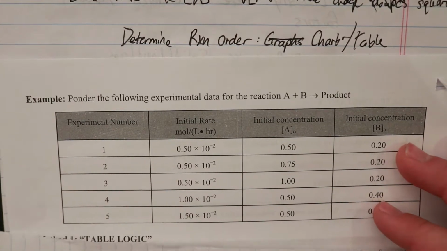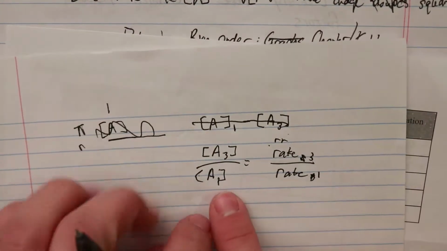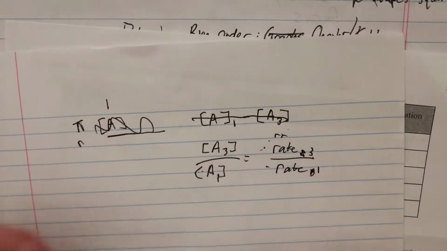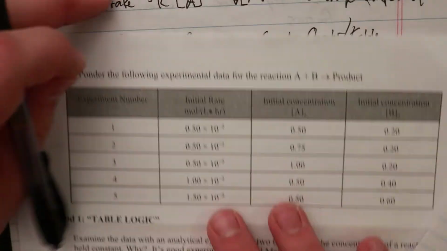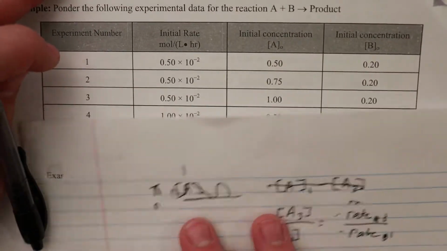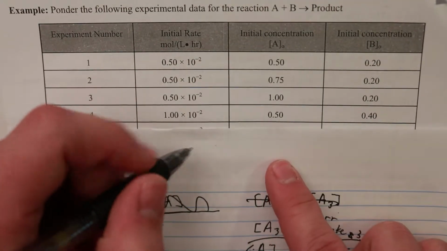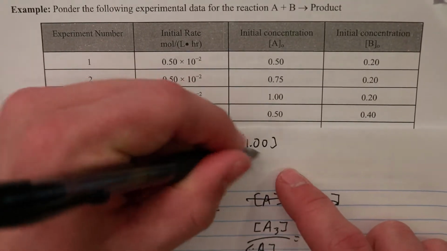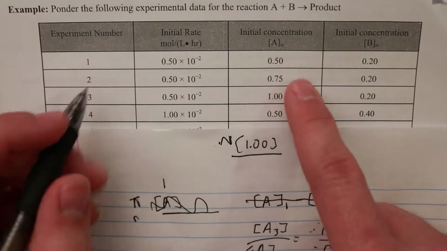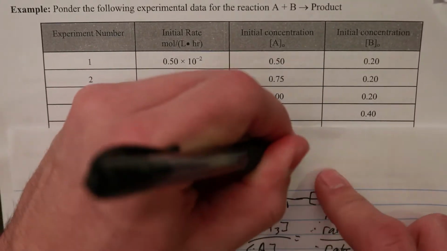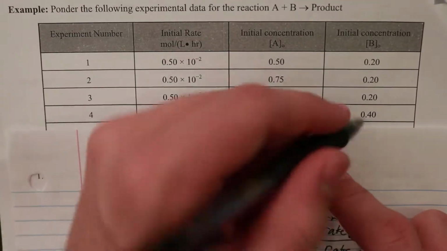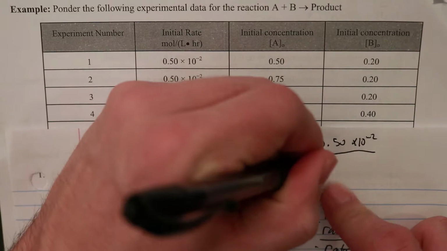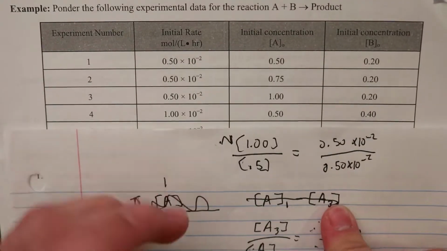So I'm going to set it up to look like this. I want the concentration of the third trial over the concentration of the first trial, and the rate over the rate. Looking at the concentrations, the concentration of A in trial 3 is 1.00, and in trial 1 it's 0.5, and then the rate is 0.50 times 10 to the negative second over 0.50 times 10 to the negative second. So now I have this.